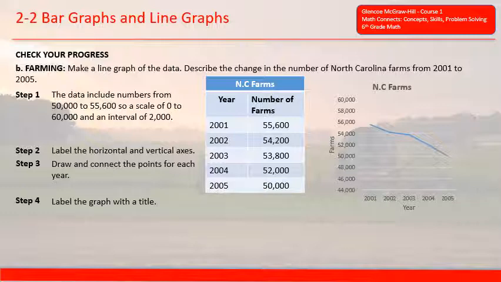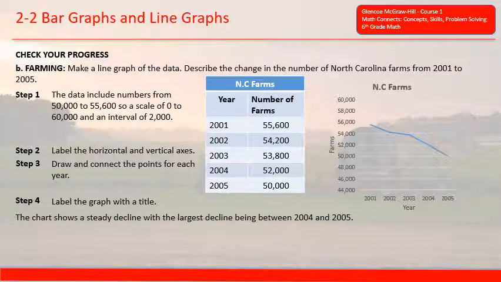So we're going to draw the points, and then we're going to draw the line between them. And step 4 is label the graph with the title. So we're just going to call it North Carolina Farms, or NC Farms. And notice that this makes it very clear to us that the number of farms in North Carolina is declining. The chart shows a steady decline, with the largest decline being between 2004 and 2005.